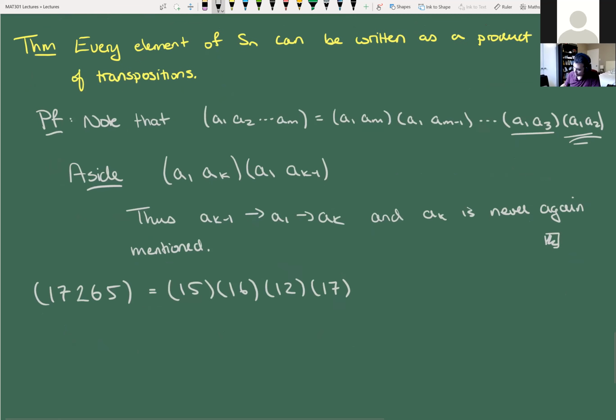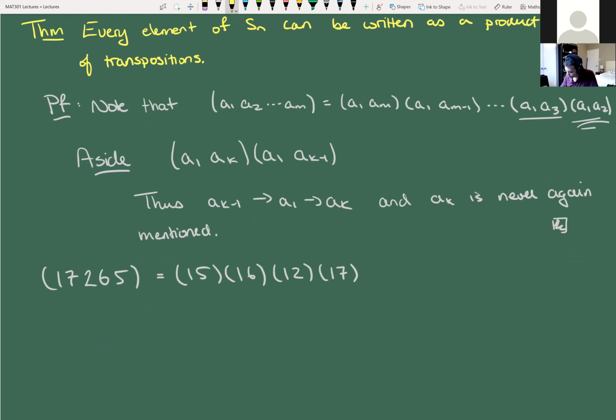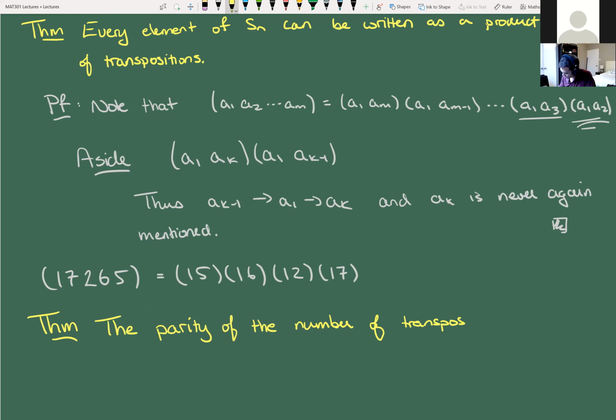Now, the next theorem that we need, this one, again, is not terribly hard to prove, though you do have to prove something else before you do it. So theorem: the parity of the number of transpositions used to express an element sigma of Sn is constant.